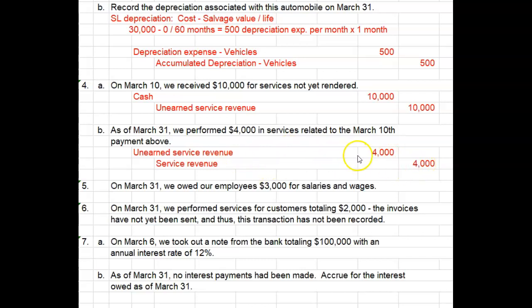When you debit this liability, you have reduced this $10,000 obligation to our customers by $4,000, because we don't owe them $10,000 after we already satisfied $4,000 worth of that work. So debit the liability, credit the earned revenue.